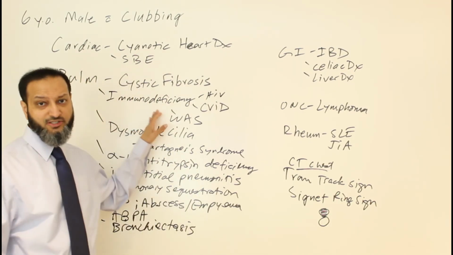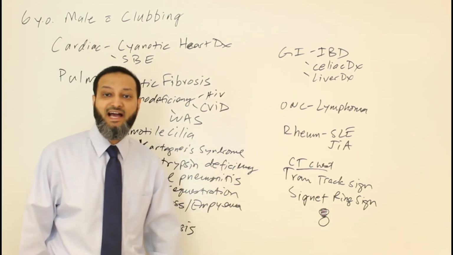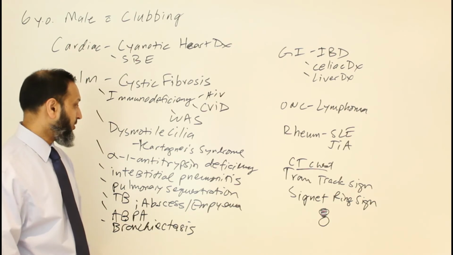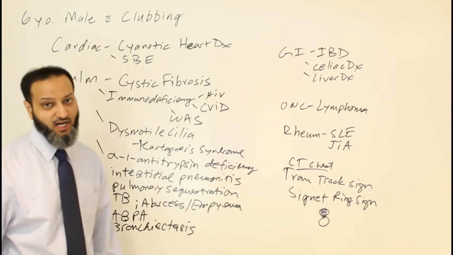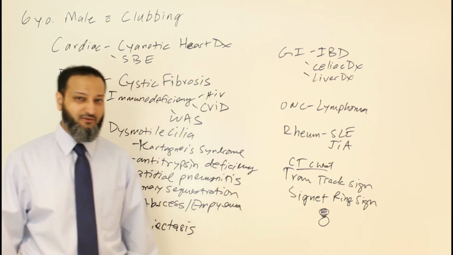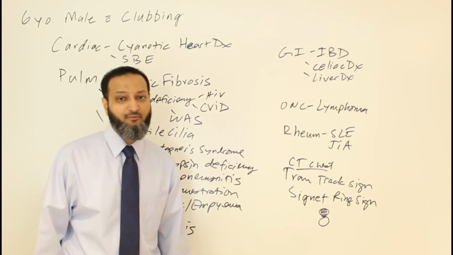Then we sent immunoglobulins, thinking, could he have common variable immunodeficiency or something going on with that? His immunoglobulins all came back normal except for his IgE level. His IgE level was high, in about the 1,000 to 1,100 range, which is high and abnormal.